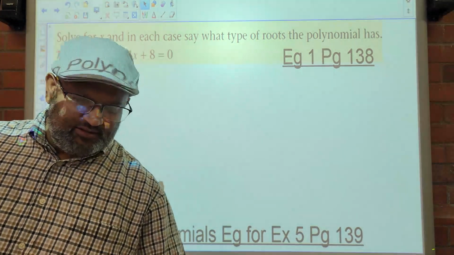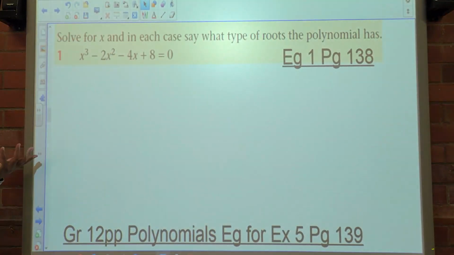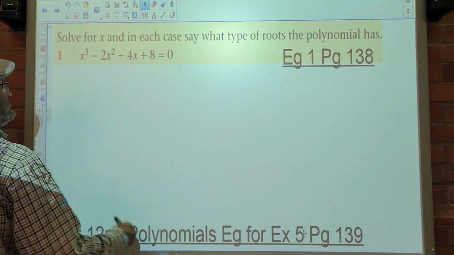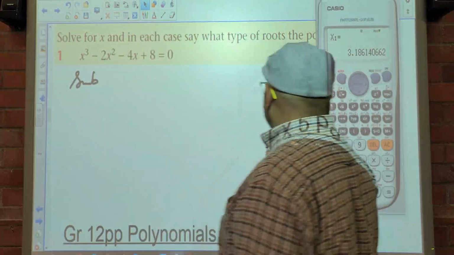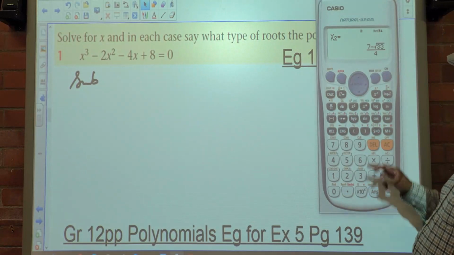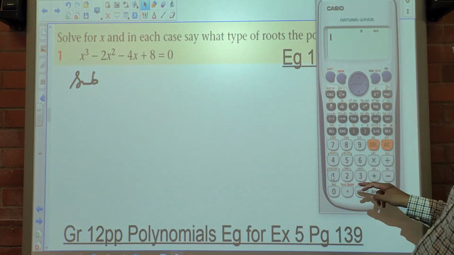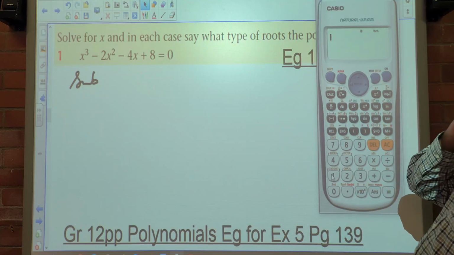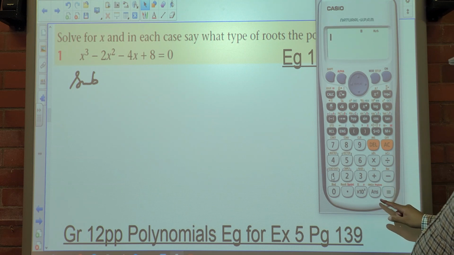Where do we start? We're going to first find the factor, the linear factor, not so? So how do we find the linear factor? We substitute 1. And if 1 doesn't work, negative 1. And if negative 1 doesn't work, 2. And if 2 doesn't work, negative 2. If negative 2 doesn't work, 3. If 3 doesn't work, negative 3, and so on.